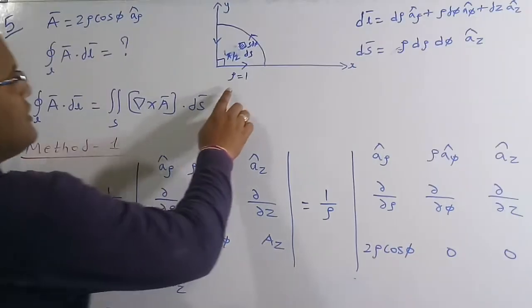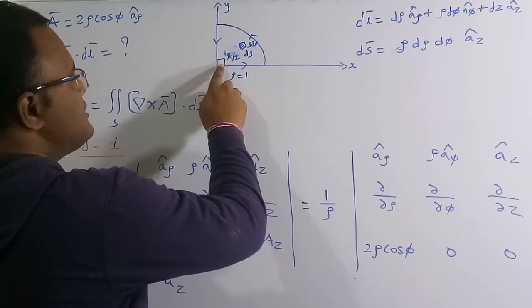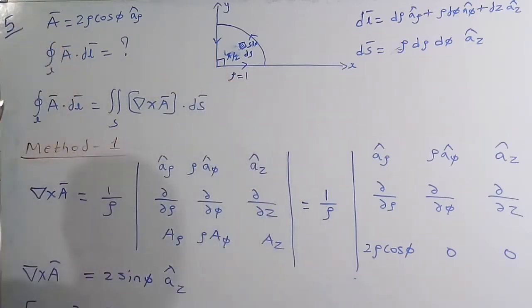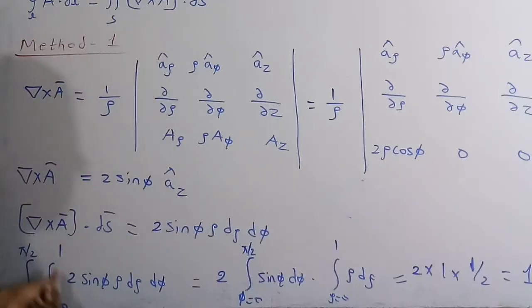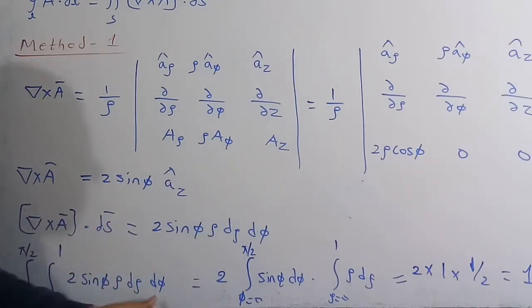So here rho is changing from 0 to 1 and phi is changing from 0 to pi by 2. So with the surface integral, rho is changing from 0 to 1 and phi is changing from 0 to pi by 2. This whole thing is nothing but 2 sin phi rho d phi. So this is an independent integral, so we can do the splitting.